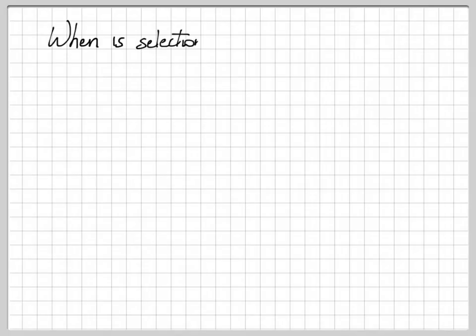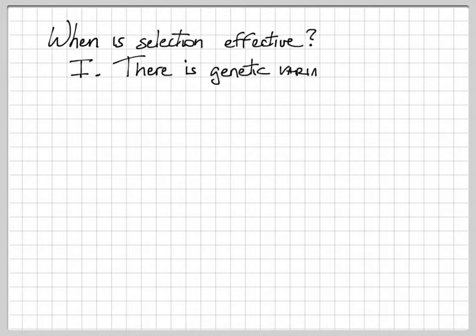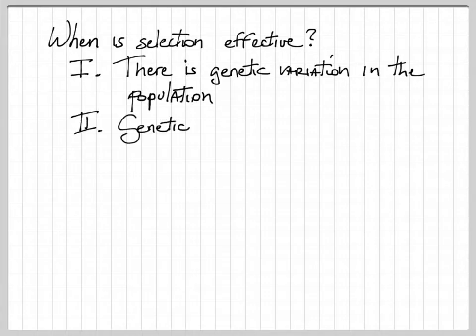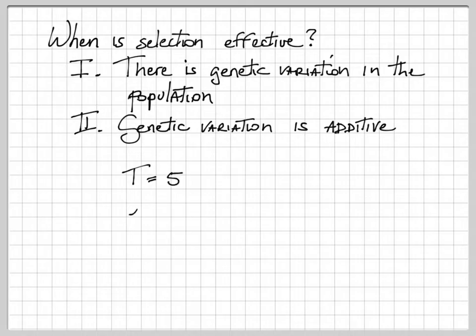When is selection effective? Two conditions must be fulfilled. 1. The starting population must display genetic variation. 2. Genetic variation must be additive. Additive means that each allele affects phenotype in a way that can be calculated by simple addition. For example, big T has a phenotypic value of 5, little t of 2, and therefore the genotype of big T, little t in heterozygote is equal to 7.